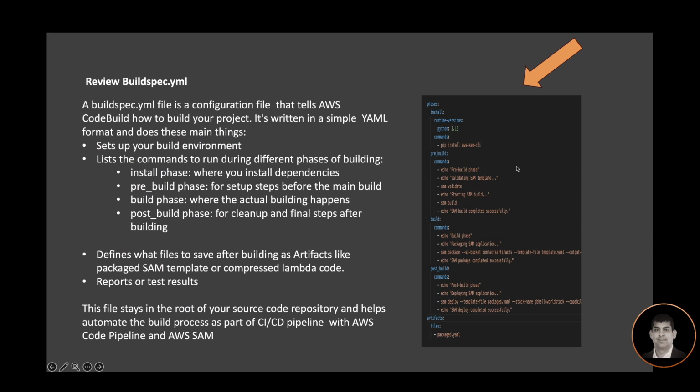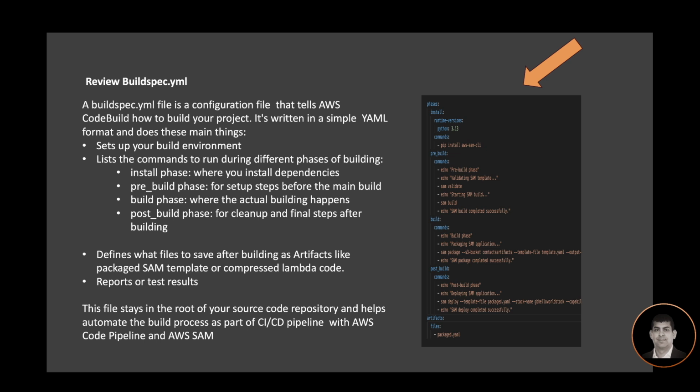Now look at the build spec YAML file. A build spec YAML file is a configuration file that tells AWS Code Build how to build your project. It is written in a simple YAML format and does these main things. It sets up your build environment. It lists the commands to run during different phases of building, like install phase where you install the dependency, pre-build phase for setup steps before the main build, then there is a build phase where the actual building happens, and then there is a post-build phase for cleanup and final steps after building.